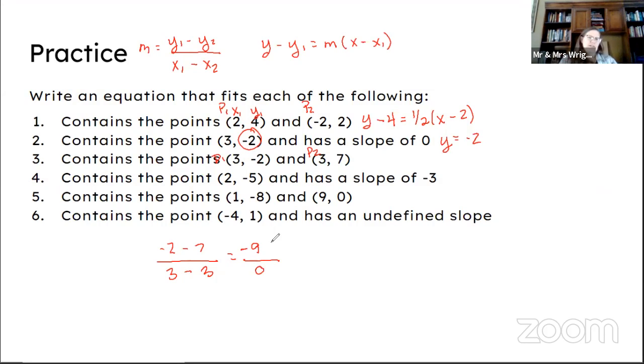Whoa, that's not going to work. Any fraction where 0 is in the denominator is illegal. That's undefined. Oh, undefined. I know that. I just talked about an undefined slope. What has an undefined slope? A vertical line. And what is a vertical line? It's x equals something. And we can see that right here because our x values are exactly the same. So x equals 3. Okay.